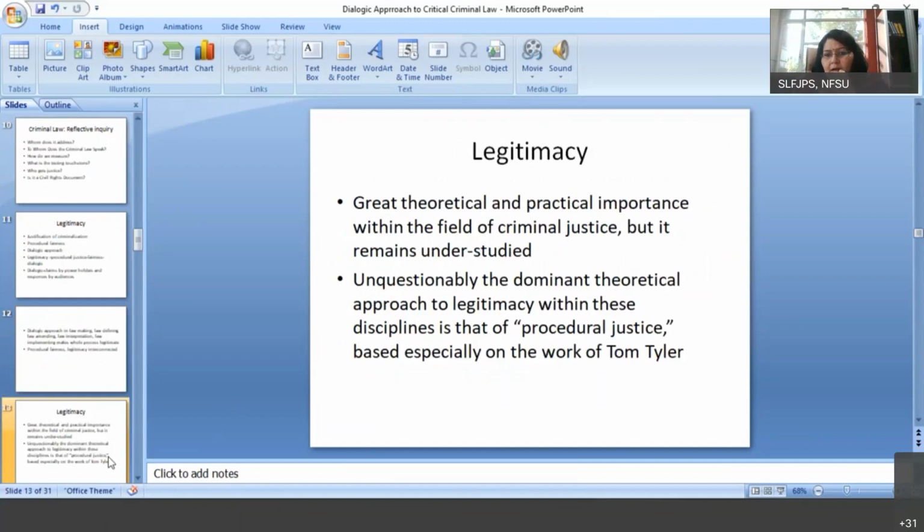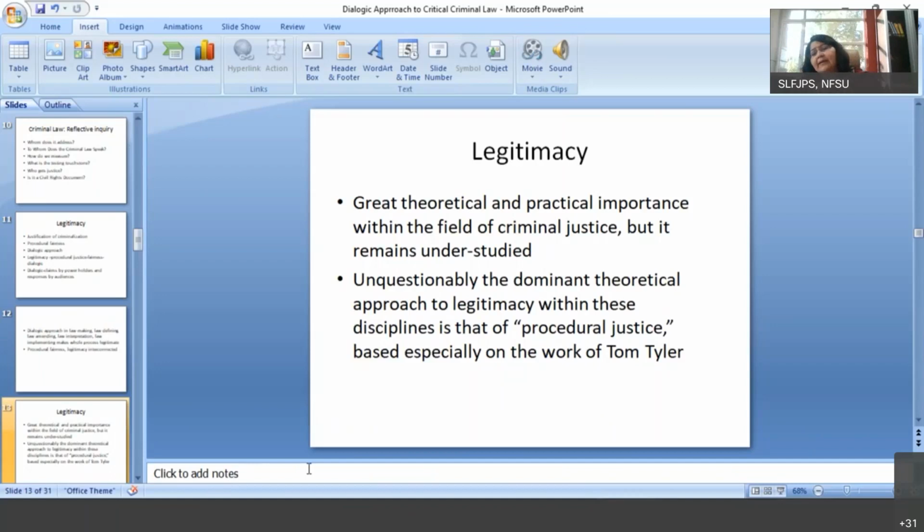Now, I think most of us may be aware of the good amount of work that has been done, which is seminal work by Tom Tyler, right? Because he has written a very good book, based upon his own study, on why do people obey the law, right?